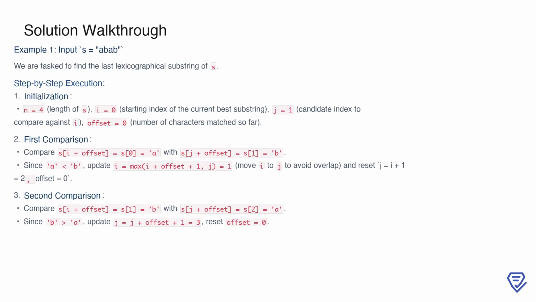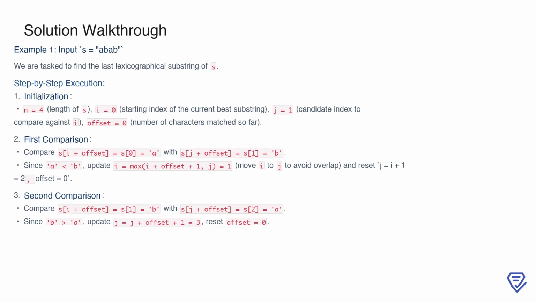To solve this problem, we aim to find the last substring in lexicographical order for the given string s equals ABAB. The approach starts by initializing some key variables. The length of the string, n, is 4. We set i equals 0 as the starting index of the current best substring, and j equals 1 as the candidate index to compare against i. The offset variable, which keeps track of how many characters match between the substrings starting at i and j, is initialized to 0.